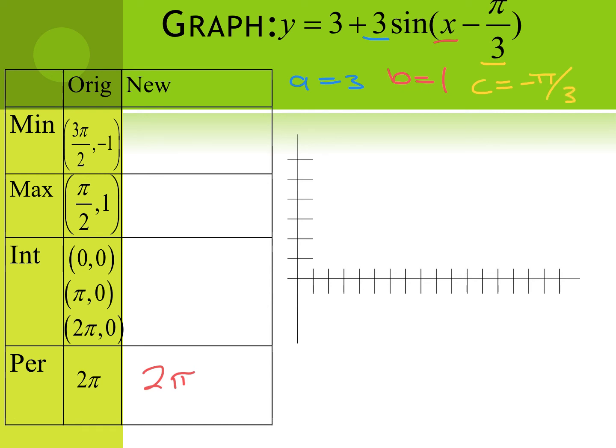And last but not least, we have our d value, which is a number being added or subtracted to our function. In this case, our d value is going to be positive 3, and that means we're going to have a shift up 3 units.